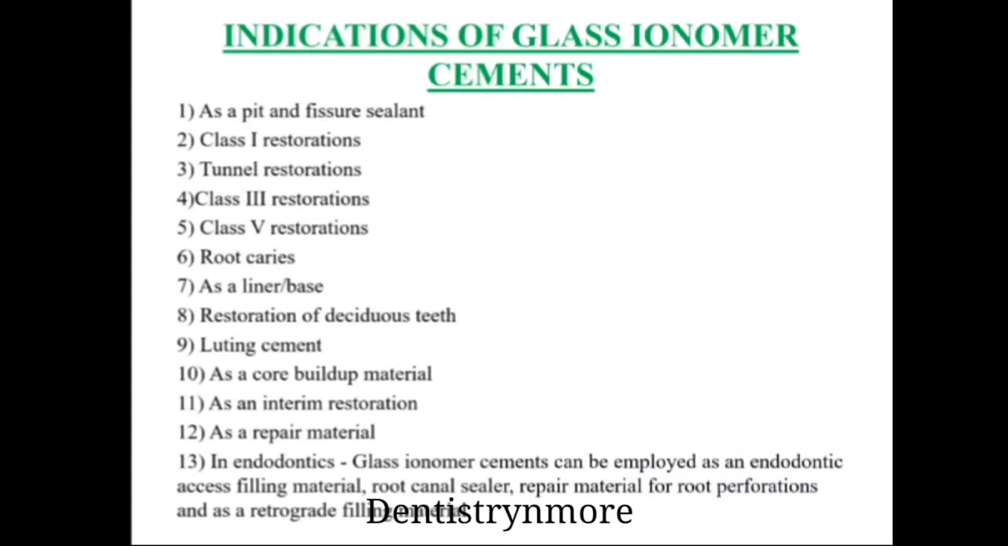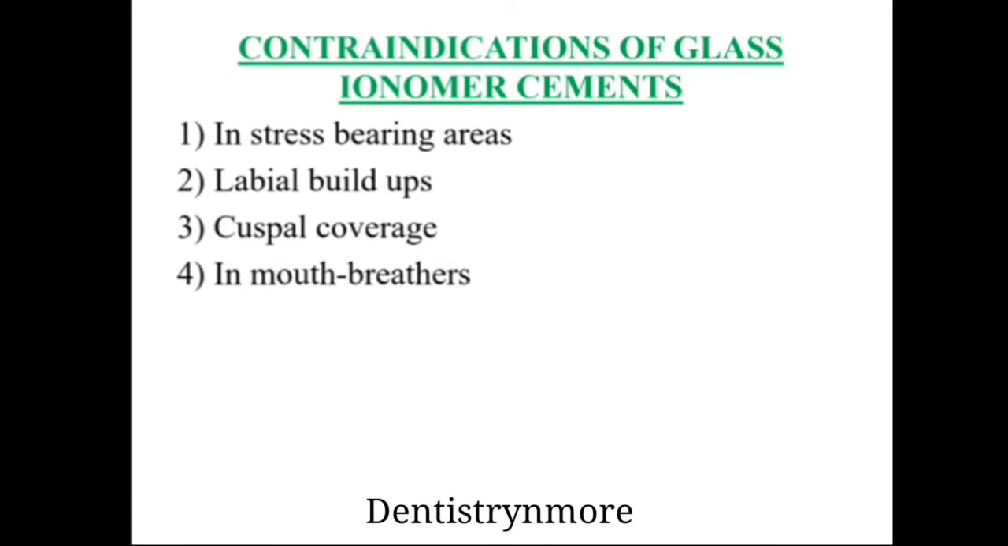Some of the indications: there are many indications you can give, 6 or 7 indications, like use as pit and fissure sealant, class 1 restoration, class 3 and 5 root caries, restoration of the deciduous teeth, luting cements, and as repair materials. You can give many indications. Next one is contraindications. Some of the contraindications are stress bearing areas, labial buildup, cuspal coverage, and in case of mouth breathers.